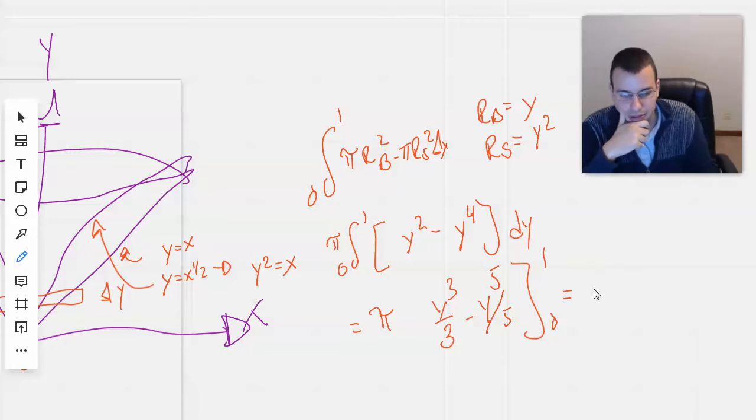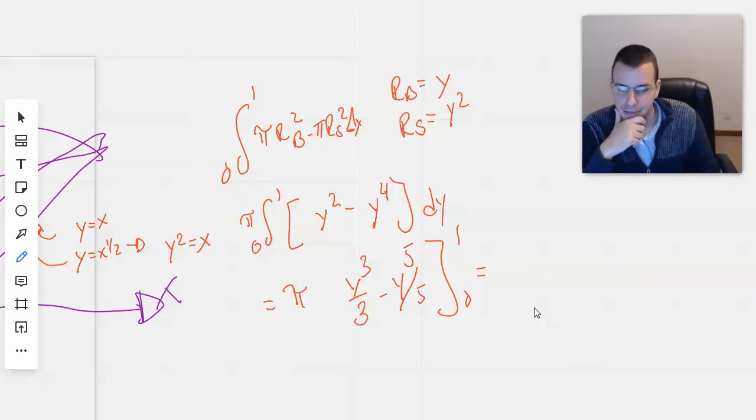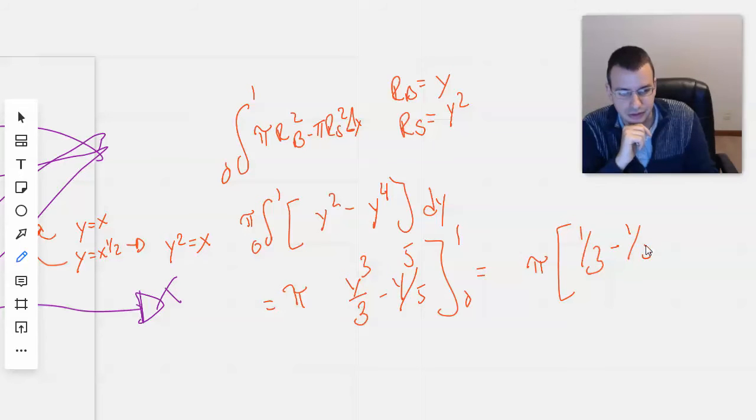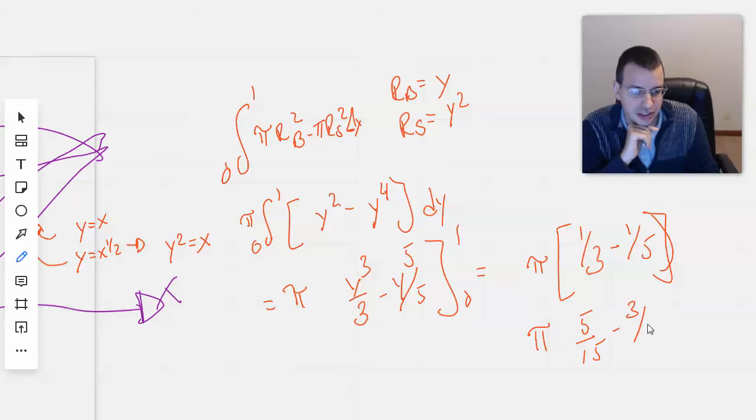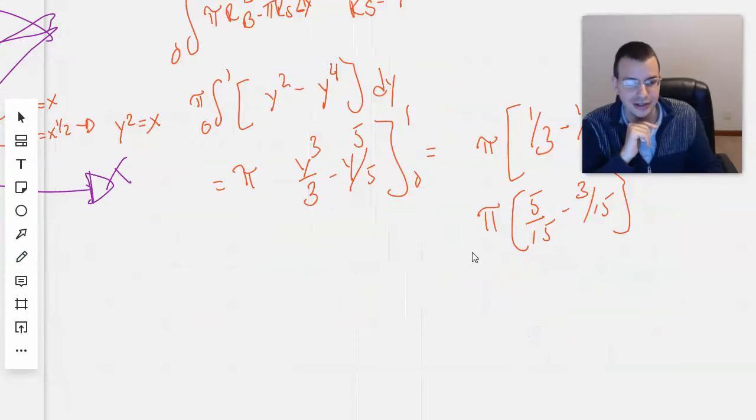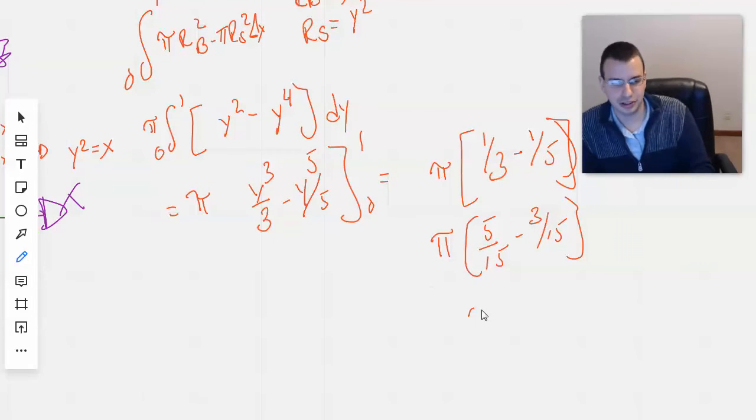Okay, we got this. Go team. So we have 1/3 minus 1/5, times pi, which is 5/15 minus 3/15. Yeah, this is gonna work. I'm glad this is gonna work, because otherwise I would have looked very dumb.